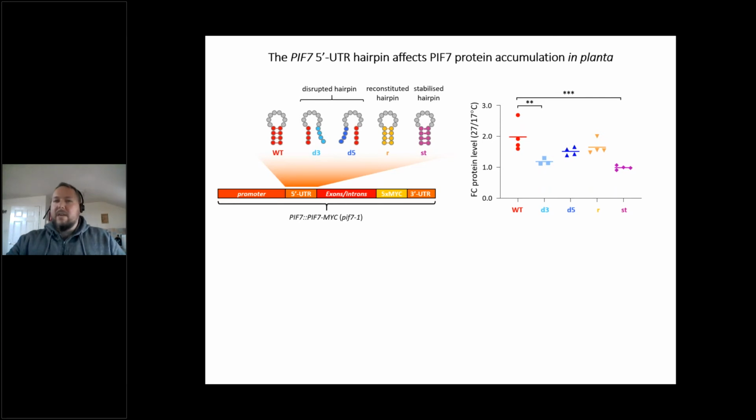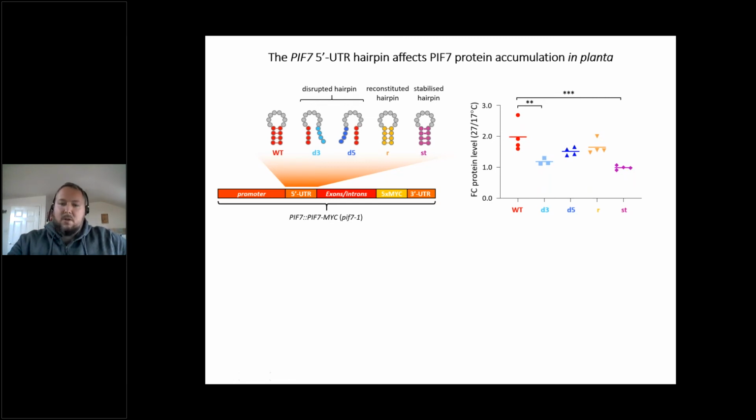And while there was quite a bit of variation between the different independent lines, there was a trend that emerged. That was that the biggest fold change was observed with the wild type hairpin sequences or the reconstituted hairpin sequences. And we detected a significant reduction in fold change for at least one of the disrupted hairpin lines, the light blue one here, as well as the stabilized hairpin line in purple here.